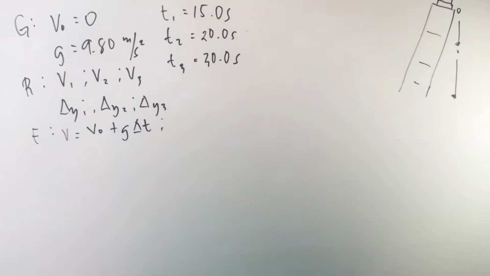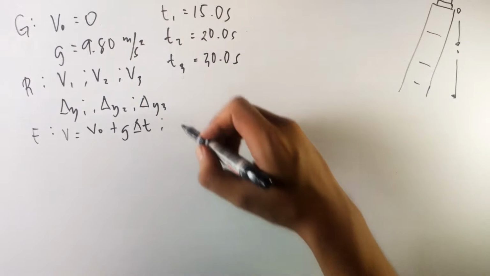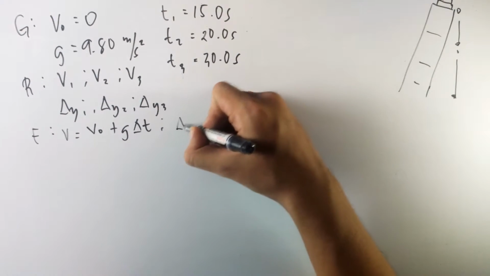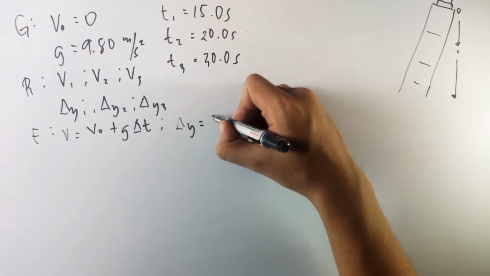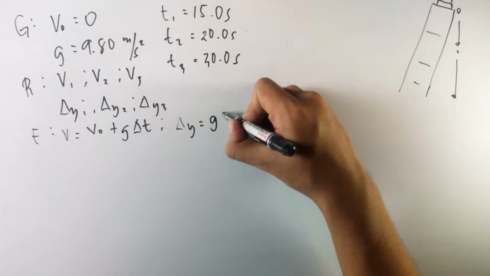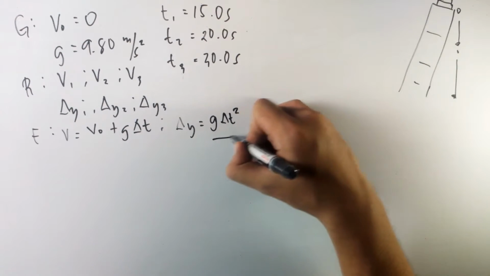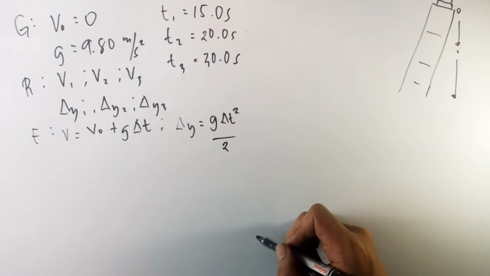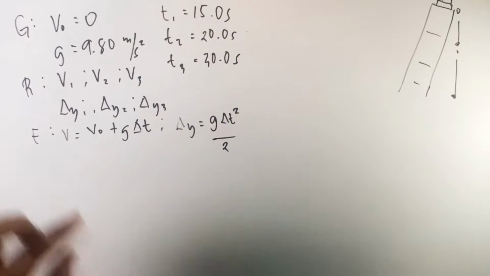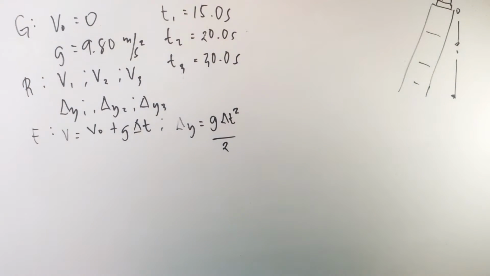For the other one, you can use equation 3 or equation 4. For equation 3, you have delta y is equal to g delta t squared over 2. You're not going to have plus v sub 0 delta t, since v sub 0 is equal to 0, so you're going to eliminate that.